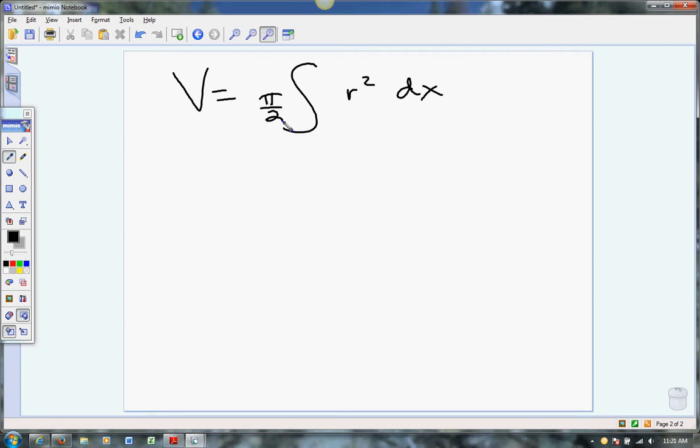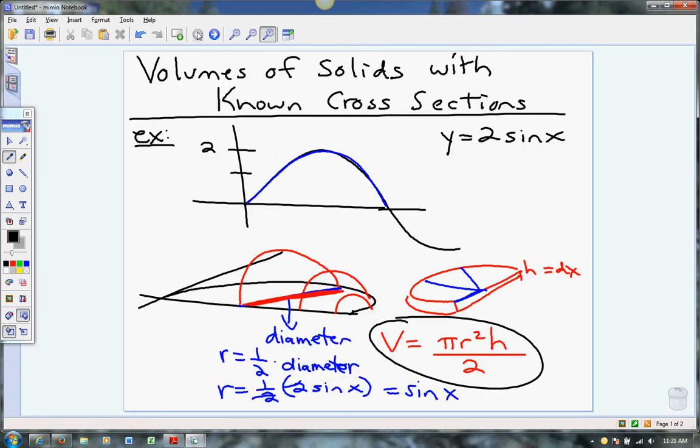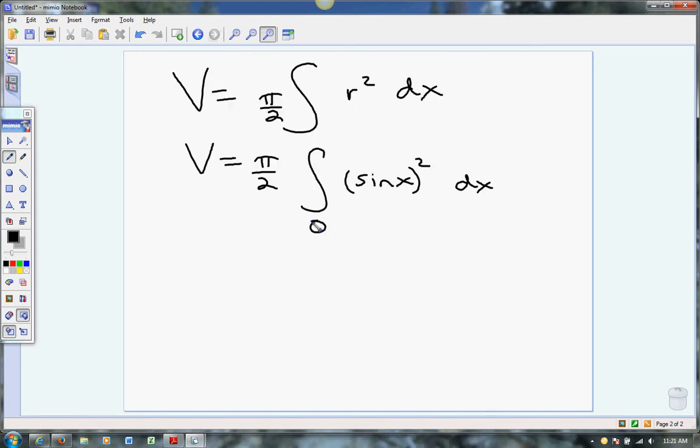Now, we just found the radius, right? Didn't we say the radius was sine of x? So now I have the volume equals pi halves times the integral of sine of x quantity squared dx. Now, we don't have our limits of integration yet. Didn't we say one arc of the sine curve? So we don't really need a graphing calculator for that, do we? This is 0. What's this? Pi. This is pi. So there's my limits of integration, 0 to pi.